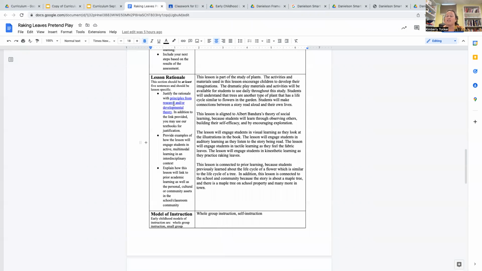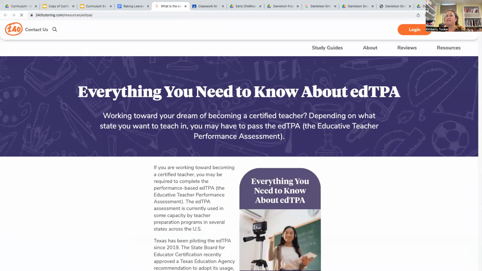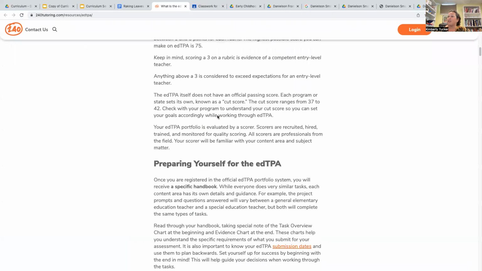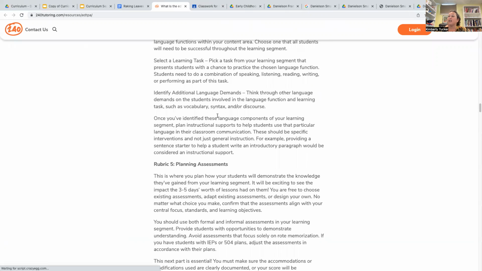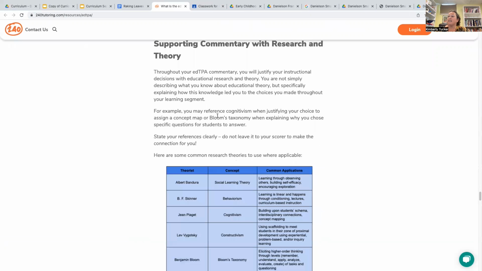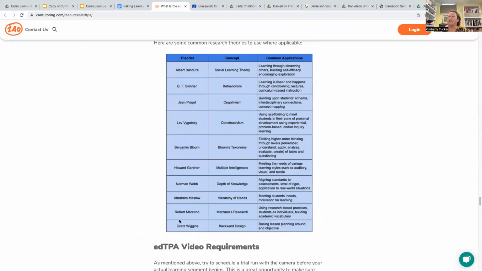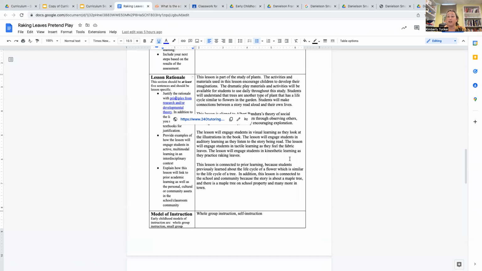We also have to justify with principles from research or developmental theory. And I have a link right here. I'm going to click on it right now to show you this link because I love it. This was developed for EdTPA. And when I scroll all the way down here, I see lots of different theorists that I could use to justify my lesson. So you can pick any of these that make sense. You can always also use any of the ones that are in our textbook as well, or our textbook authors, and cite that. So that would be fine.